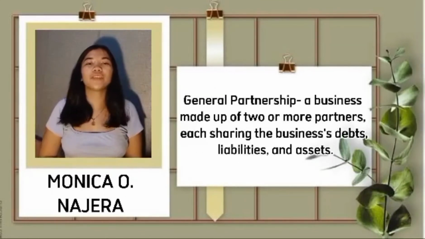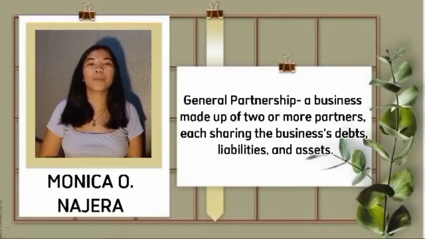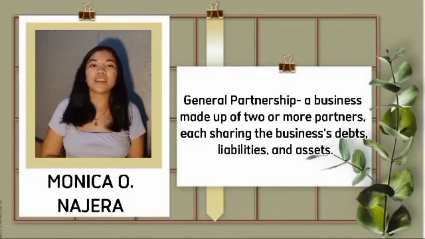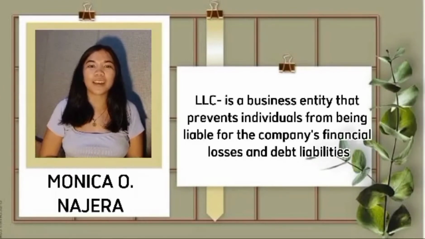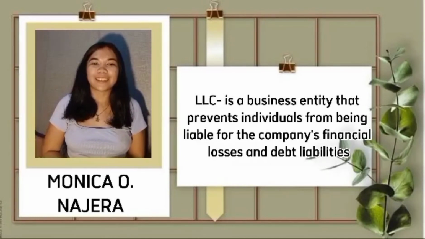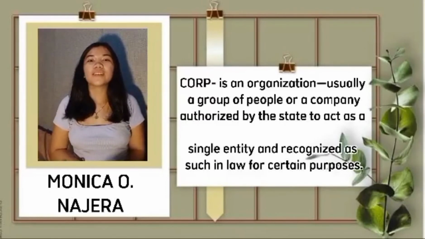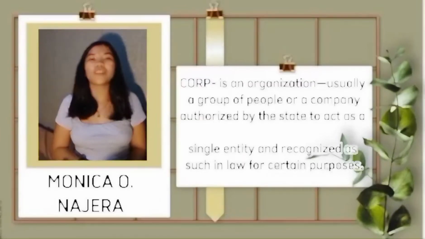General partnership is a business made up of 2 or more partners, each sharing a business's debts, liabilities, and assets. The third one is LLC. It is a business entity that prevents individuals from being liable for the company's financial losses and debt liabilities. Corporation is an organization, usually a group of people or a company, authorized.